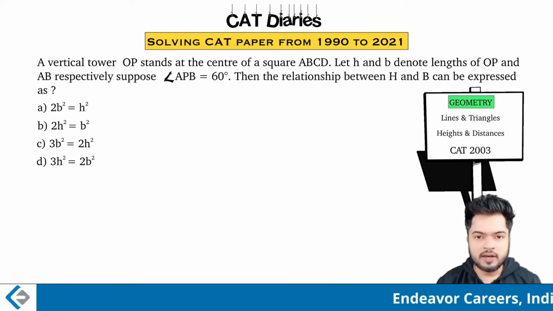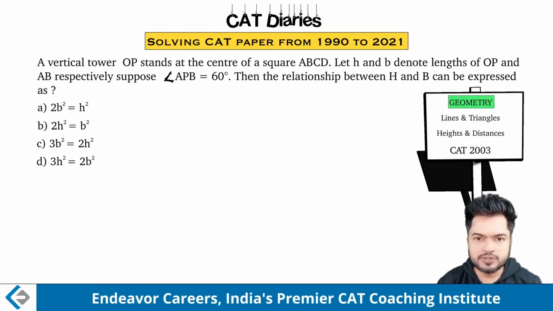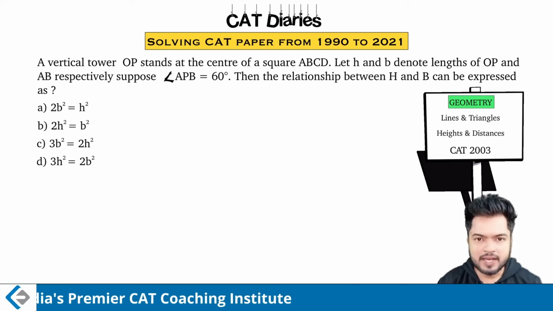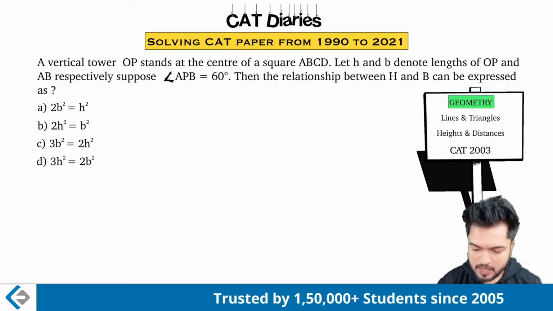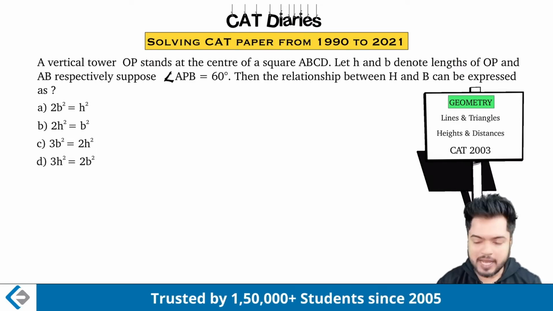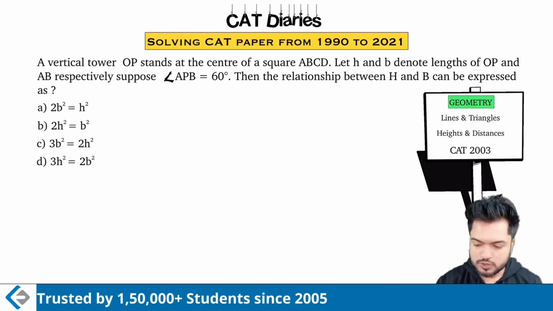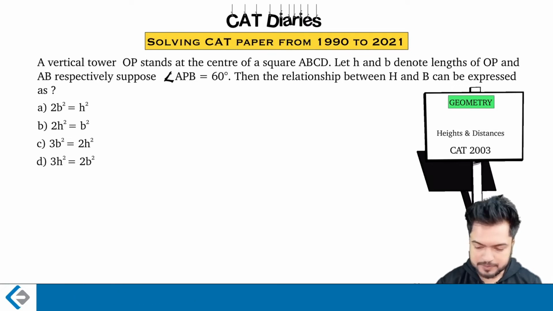So let's take now our next problem on heights and distances, where we'll apply the properties of 45, 45, 90 and 30, 60, 90 degree triangle. This problem was asked in CAT 2003. Let's understand what is being given here.